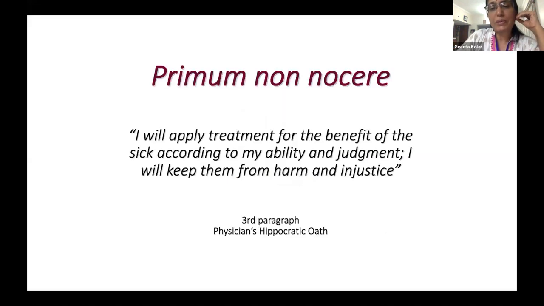But what I would say is, let's not use ultrasound to cause harm to the babies or offer unnecessary terminations. I would end by saying, let's be primum non nocere. This is the physician's Hippocratic oath that we take. And we say, I will apply treatment for the benefit of the sick according to my ability and judgment. I will keep them from harm and injustice.